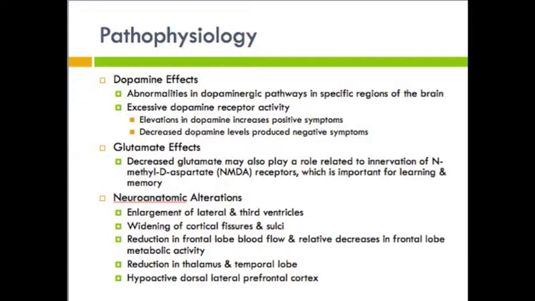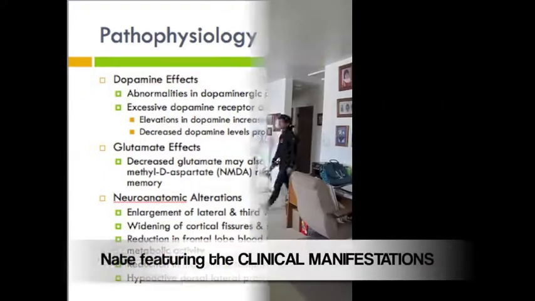Glutamate effects, there's decreased glutamate in schizophrenia, which may also play a role related to innervation of the NMDA receptors, which is important for learning and memory. The neuroanatomic alterations, there's enlargement of lateral and third ventricles, widening of cortical fissures and sulci, reduction in frontal lobe blood flow and relative decreases in frontal lobe metabolic activity, reduction in thalamus and temporal lobe, and there's hypoactivity in the dorsolateral prefrontal cortex.